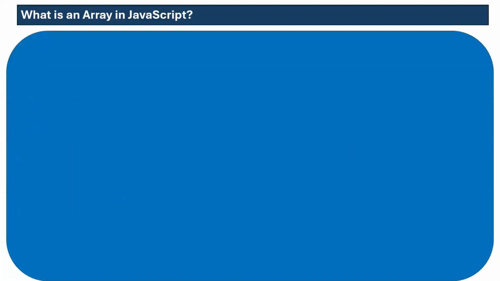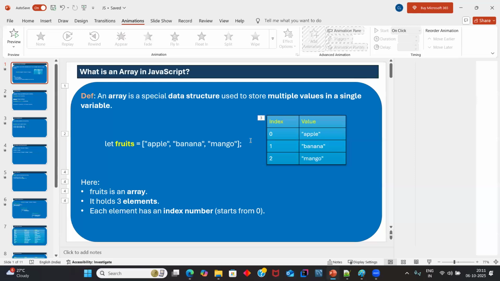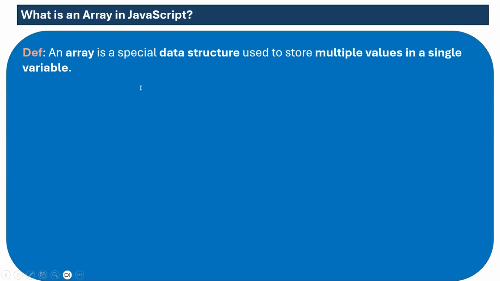But let's see programmatically what an array is, what arrays are in JavaScript. So let's start the things one by one. First we'll see the definition. Now, are you able to see the slides, guys? Yes, sir. Okay. Is the definition clear? Can anyone please unmute and read it?